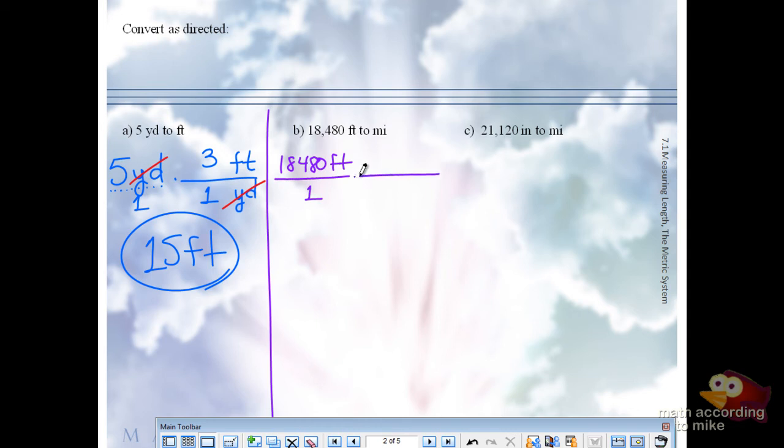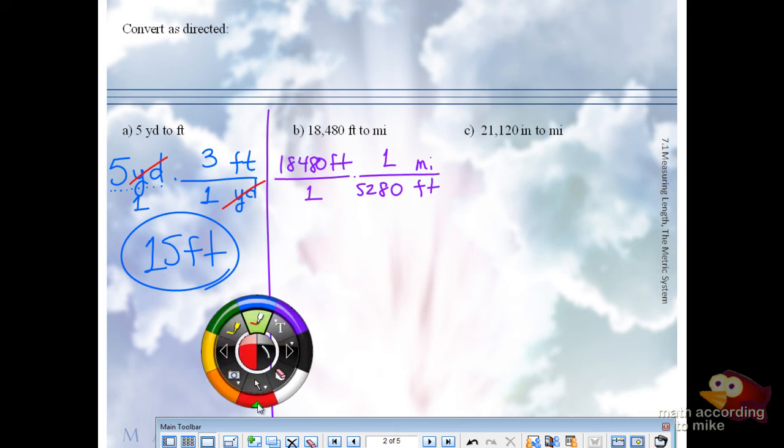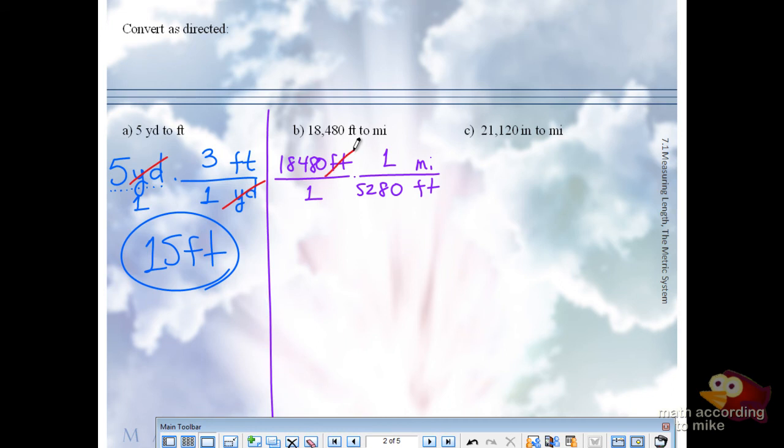So what unit goes on top? Miles. What unit goes on bottom? Feet. How many miles is to how many feet? 1 mile is 5280 feet. All right. So by design, miles will cancel. I'm sorry, feet will cancel.